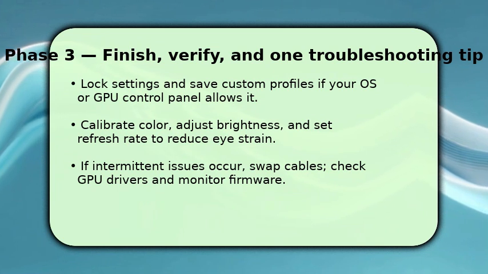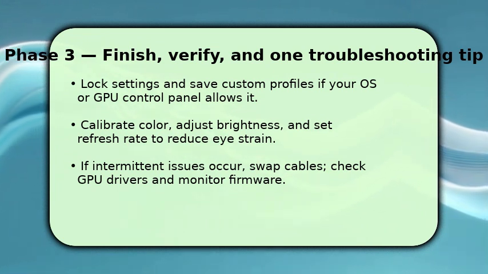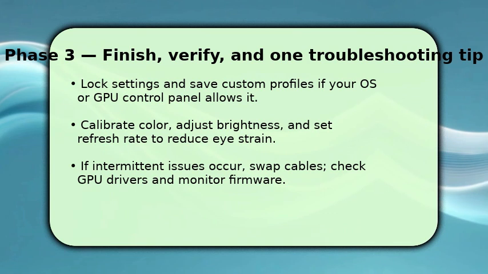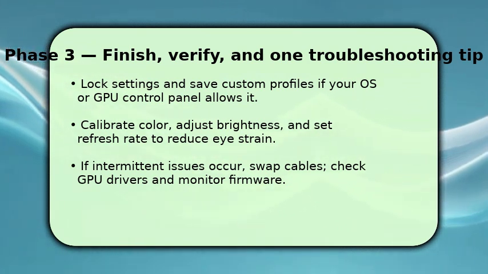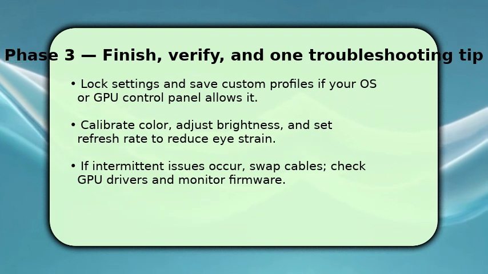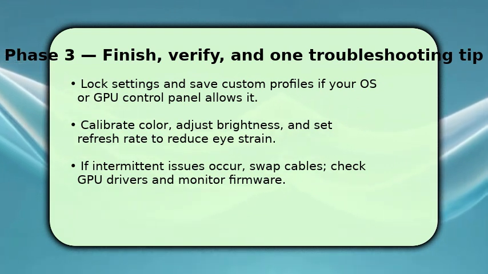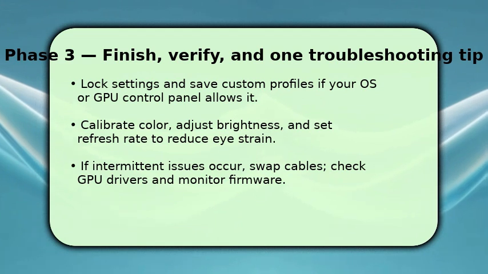If the monitor flickers, shows no signal, or changes resolution unexpectedly, swap the cable first, then update GPU drivers and monitor firmware. Those fixes resolve most problems. If trouble persists, test the monitor on another machine to isolate whether the screen or the PC is at fault.